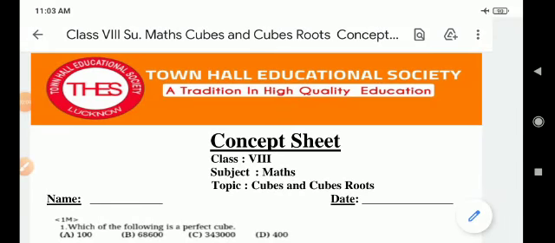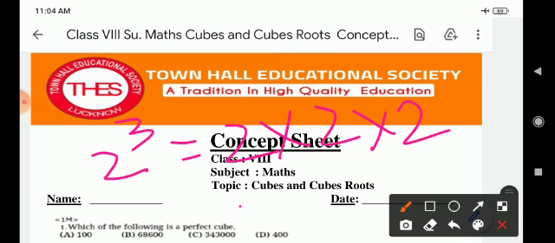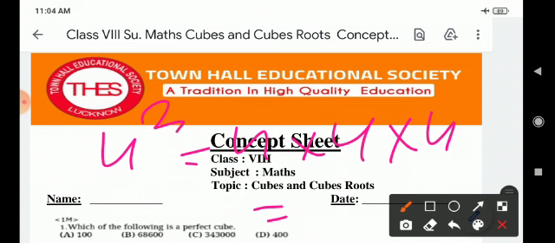Now I will discuss the concept sheet, and the topic is cubes and cube roots. Children, do you know cubes and cube roots? A cube is when we multiply a number 3 times by itself, we say that the number has been cubed, and the product is called the cube of that number. For example, 2 cube, that is 2 into 2 into 2, that is 8. Okay children, 4 cube, that is 4 into 4 into 4, that is 16, 16 fours are 64. It is the cube.